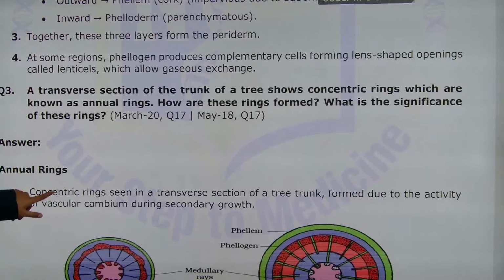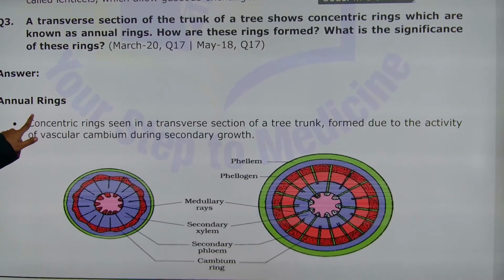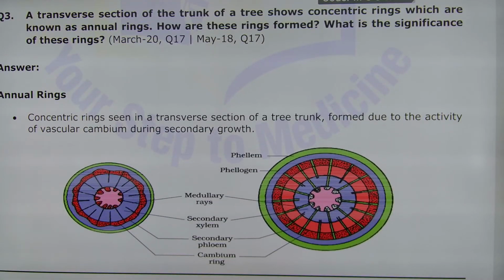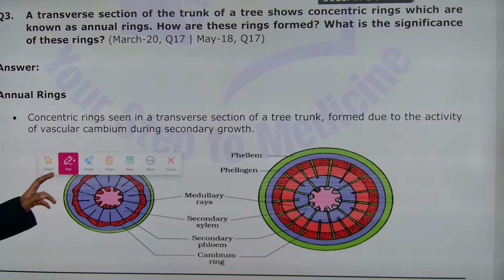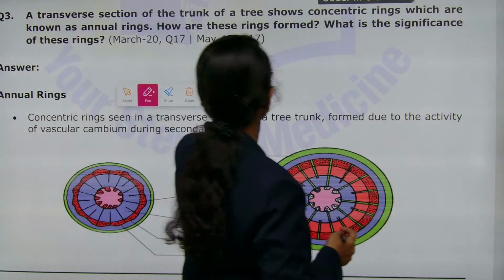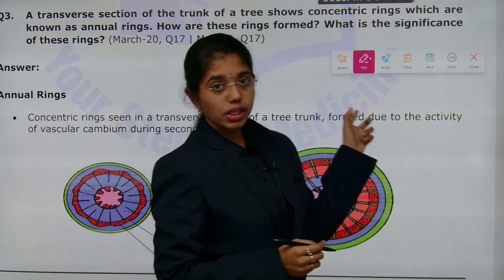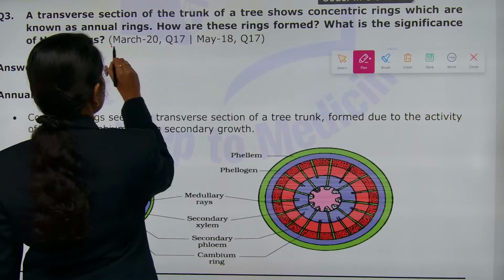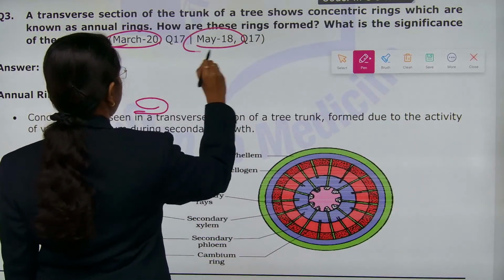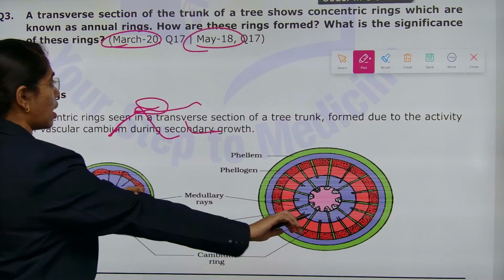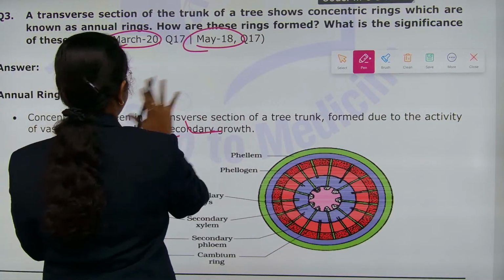Next, you see a transverse section of the trunk of a tree. This shows concentric rings. They will show what? Concentric rings, which are known as what? Annual rings. How are these rings formed? What is the significance of these rings? This question appeared in March and in May as well. Okay, questions appeared in March and May.